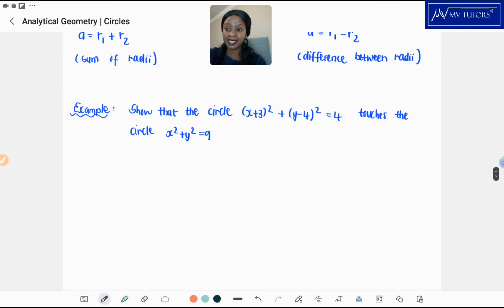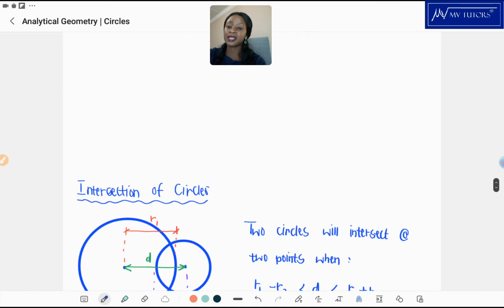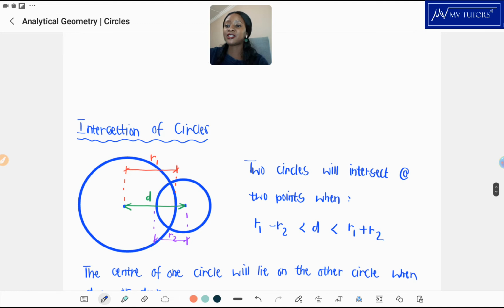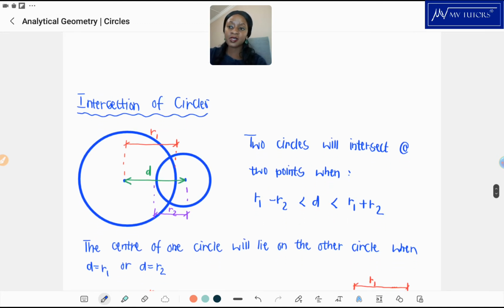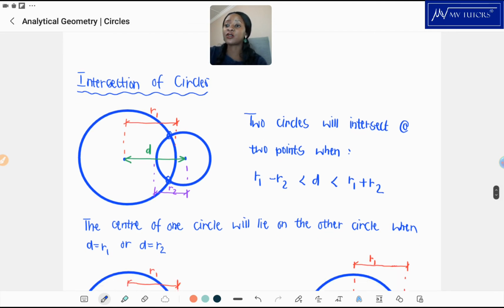or you can show that they're not intersecting. What would happen if circles are intersecting? Let's do this before we answer the question. If circles are intersecting, two circles will intersect at 2 points, 1 and 2. If the difference between the radii is smaller than D, which is smaller than the sum of their radii, that's intersection of circles.